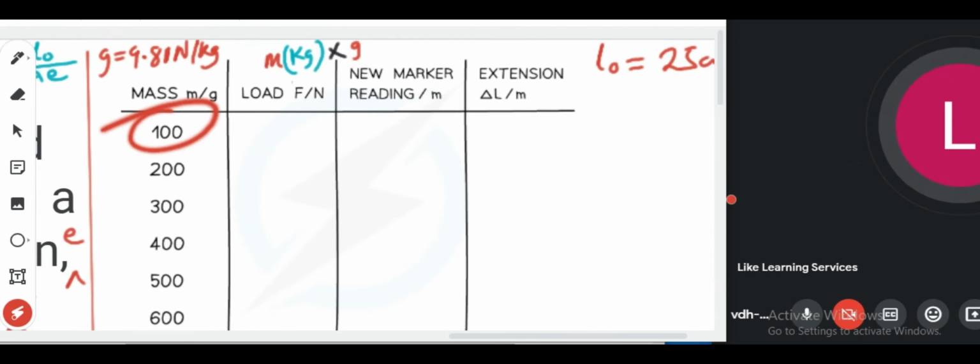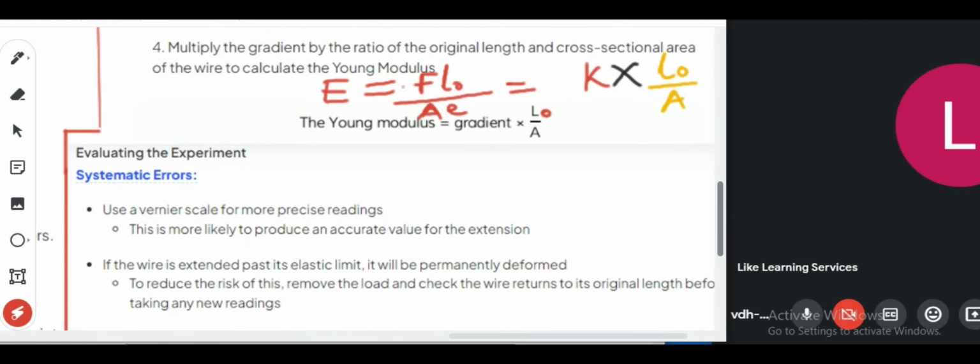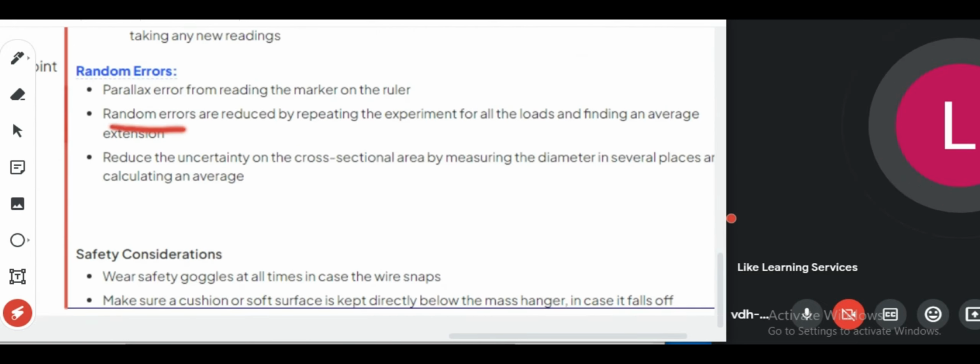For 100 gram mass, we take it twice, first reading, second reading, before we find the average and record it as the new marker reading. For 200 grams, we take it twice, first reading, second reading, find the average, which we record as our new marker reading before we calculate the extensions. Same for 300, first reading, second reading, the average as our new marker reading, and then we can now calculate the extension. All will help to reduce the random error.